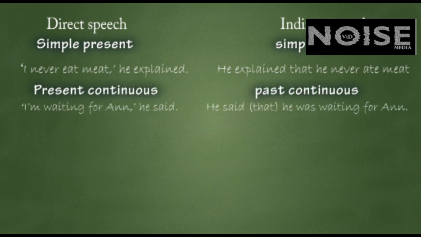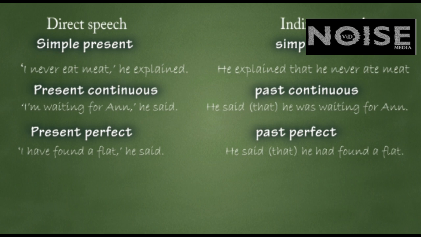Present continuous, "I'm waiting for Anne," he said. Indirect, it will change to past continuous. He said that he was waiting for Anne. Present perfect, "I have found a flat," he said. Indirect speech, he said that he had found a flat.